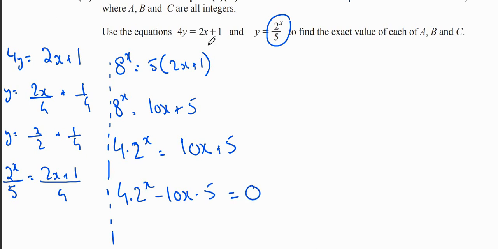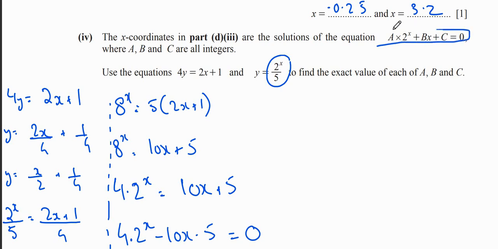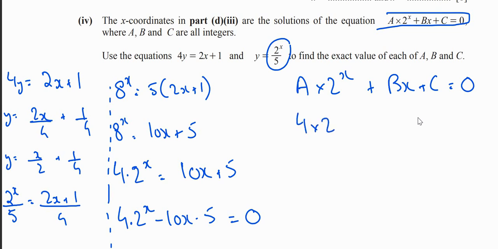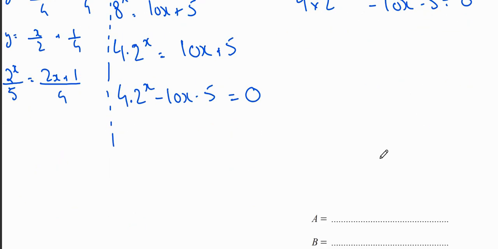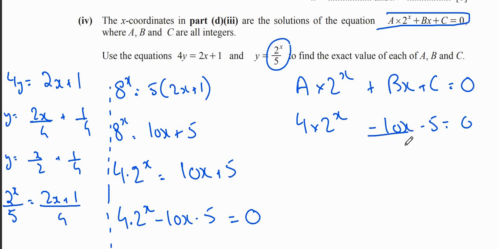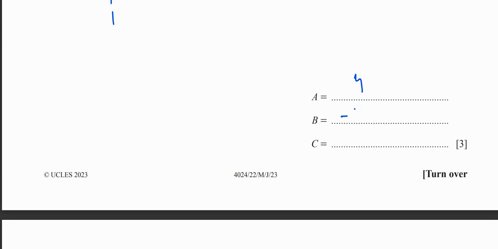The reason why I did it like this is because the equation was like this. Look, let me go up. It was saying a multiplied by 2 raised to power x plus bx plus c is equal to 0. So I will write 4 multiplied by 2 raised to power x minus 10x minus 5 is equal to 0. So the value of a is 4. The value of b is minus 10. And the value of c is minus 5. How did I get it? I got all the values from here.